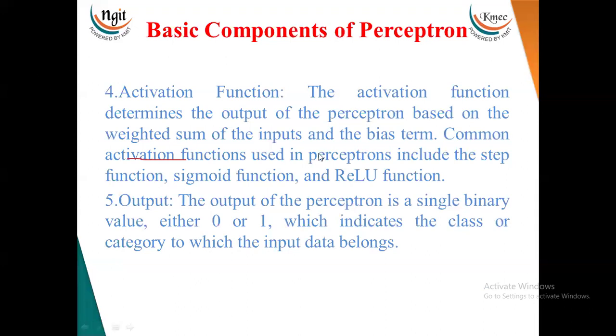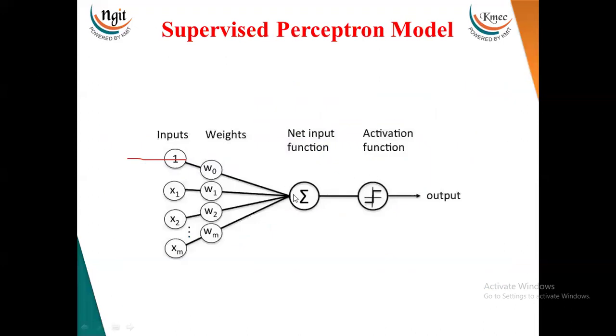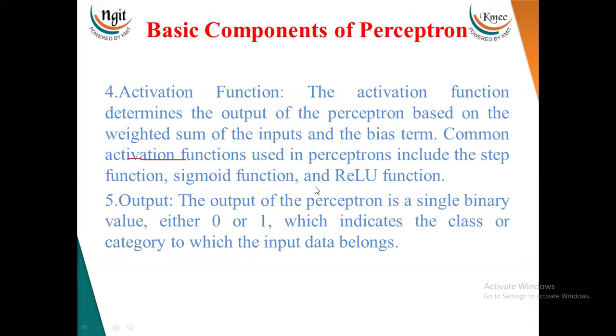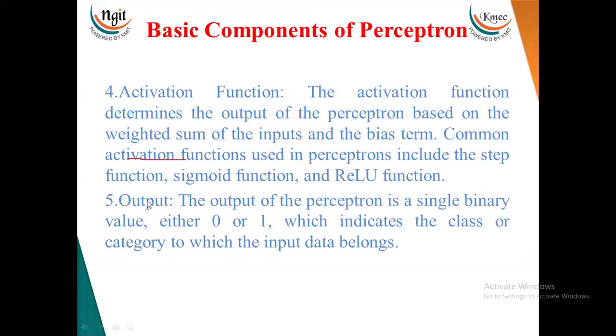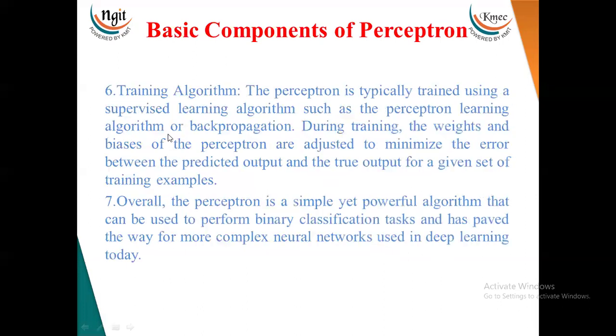Next, activation function. So again, I'm going back. So this is our activation function. After calculating the summation value, I have to use the activation function. Here we can use any function, step function, sigmoid or ReLU functions, which can be used in your perceptron models. And finally, I have the output. The output will have either 0 or 1, a single binary value, or any category values. Okay, so this is related to the components of the perceptron model, which is the supervised one.